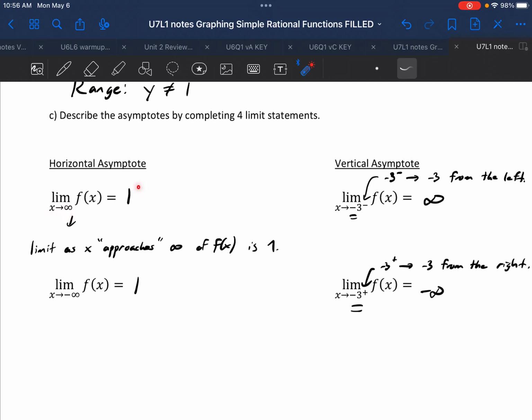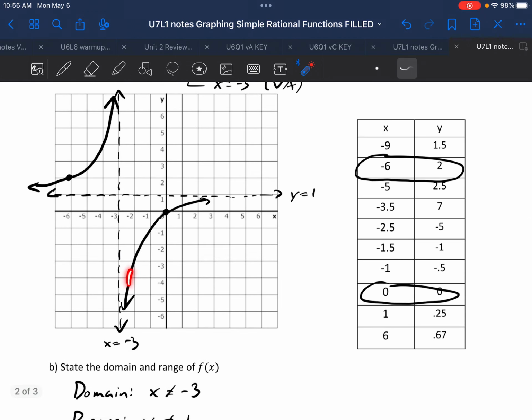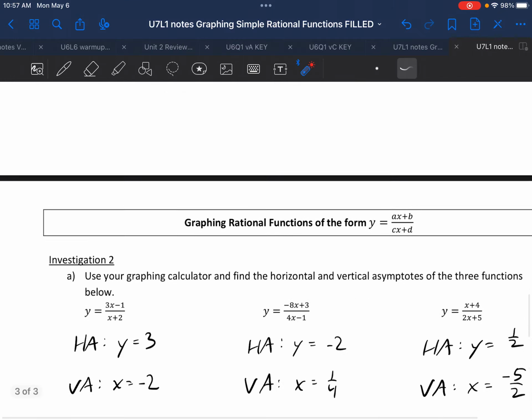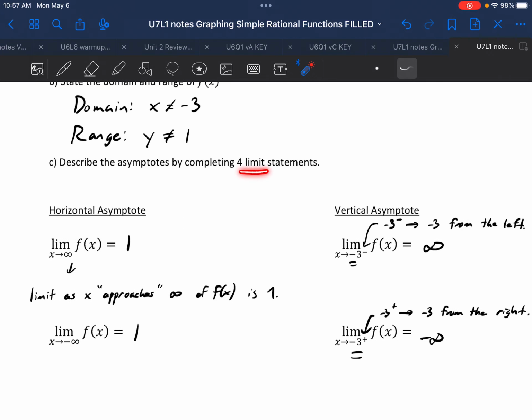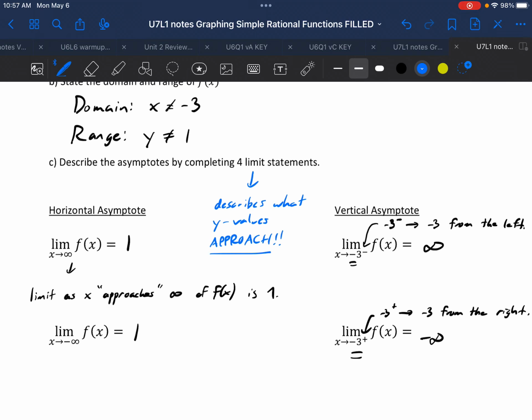So the limit as x goes to infinity of the function is 1. Look what's happening. I'm letting x get bigger and bigger and bigger. It's going to positive infinity, and I'm following the function. The function values, the y values, are getting really, really close to 1. So that's my limit. Okay? So this is what a limit is. This describes what the y values approach. Okay, it's not necessarily what they equal. Okay, it's what they approach. Right? So with the horizontal asymptote, the y values get really, really close to 1. And with the vertical asymptote, the y values get close to either positive or negative infinity.